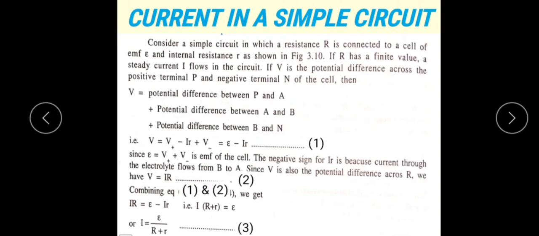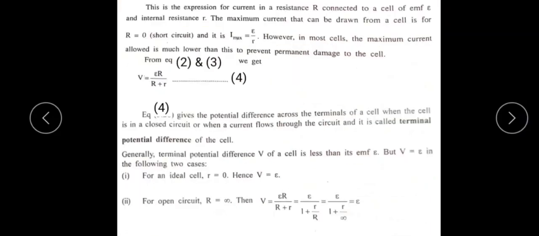This is a very important derivation for 3 marks, the current through a simple circuit, I is equal to E divided by R plus r. The above equation shows the current in a resistance R connected to a cell of EMF E and its internal resistance r. Then the maximum current can be drawn from a cell.